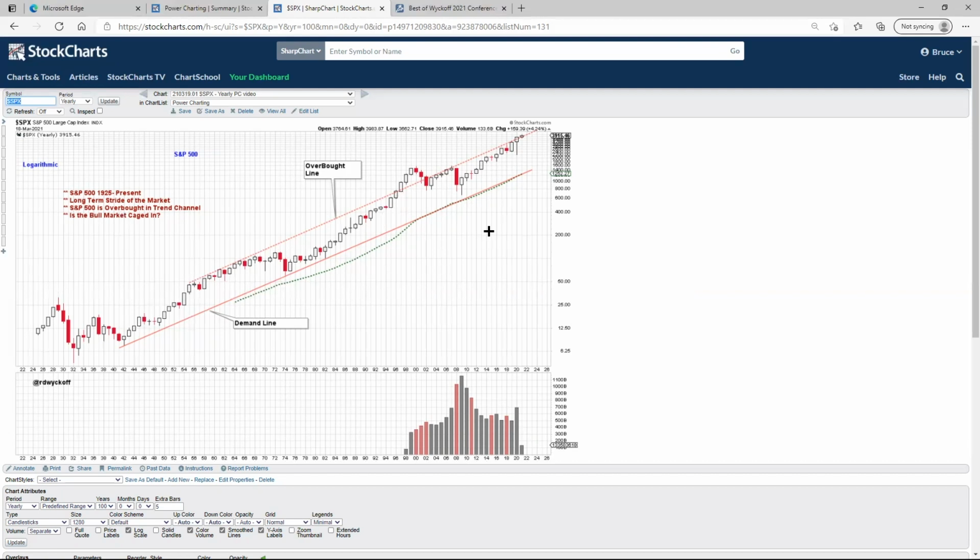You can see how well the stride has worked for the S&P of this trend channel. We have drawn over the tops of these yearly ranges the overbought line, which is the parallel line to the demand line. And you had one attempt to come up and out of the channel. It came in, rode along. Again, each one of these is a year. It got almost back in the Great Recession to the bottom of the channel, not quite. But now look what's happened. We had an advance that has taken it right back up to the top of the channel.